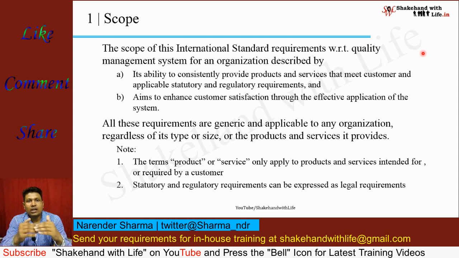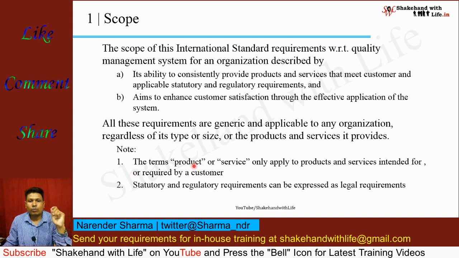It may be a medium scale industry, a small scale industry, or a large scale industry, or regardless of the products and services it provides. So it is immaterial which type of products it is manufacturing and which type of services it is delivering in the market. Two things are notable here. The first is the term product and service. The term product and service mentioned here refers to the product manufactured by the organization and the services delivered by the organization.